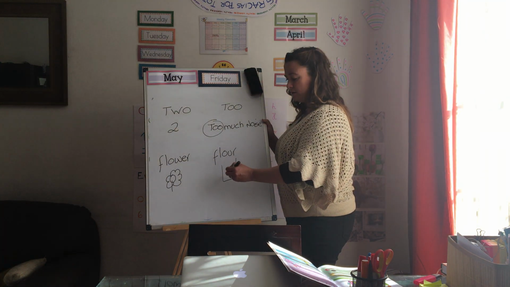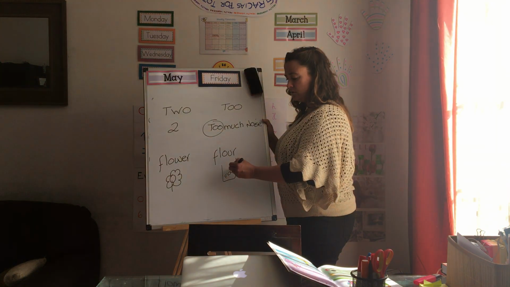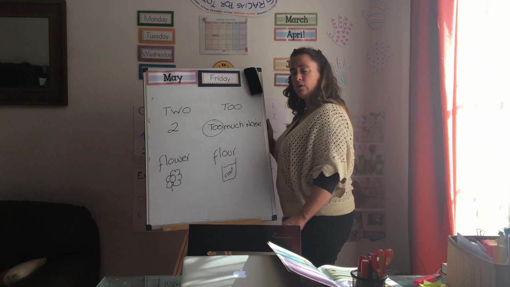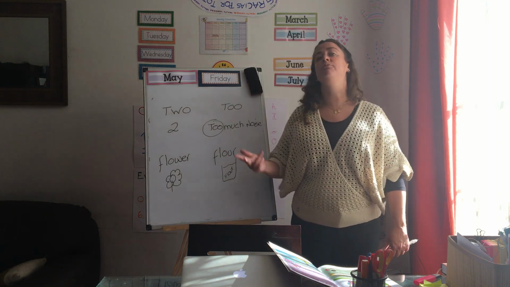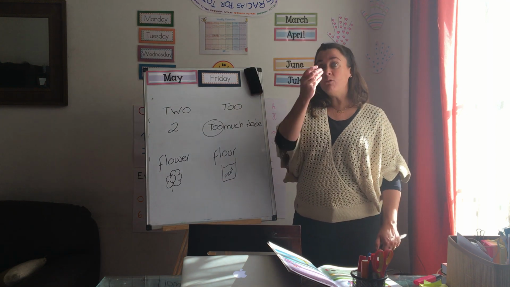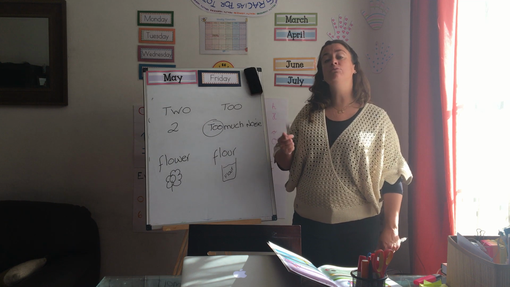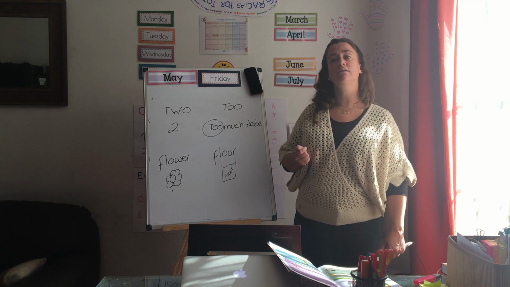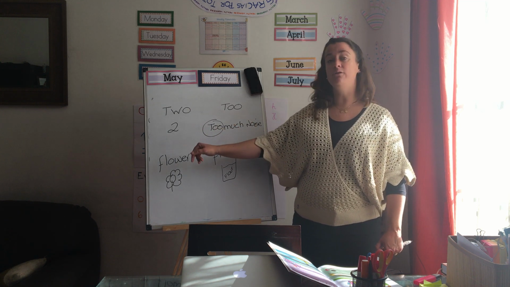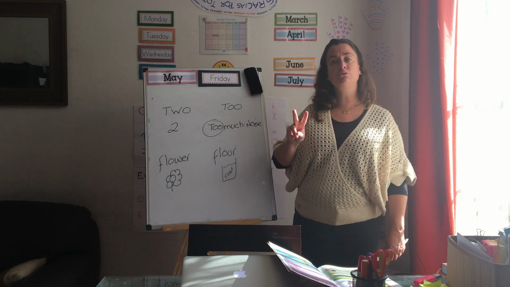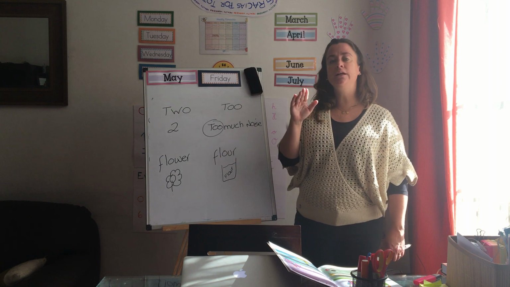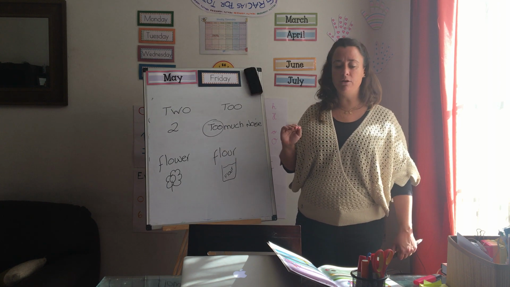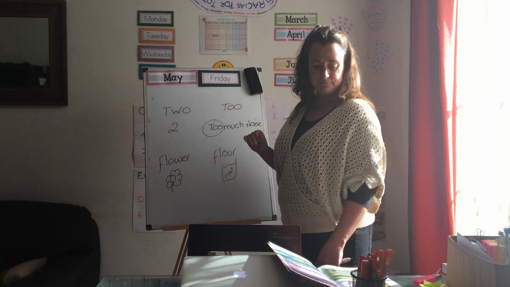We use flour to cook. We use flour to cook bread, to cook cakes, to cook our meals, right? That white powder that we use in the kitchen for cooking. Flower and flour. Two words said the same, different meaning. We use them in different moments. Yeah?